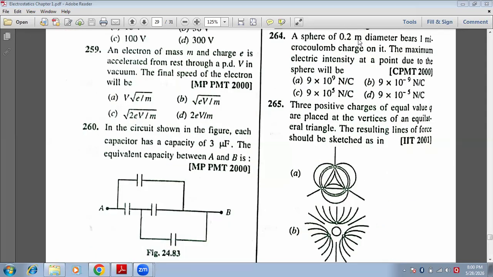A sphere of 0.2 meter diameter bears 1 microcoulomb charge on it. The maximum electric intensity at a point due to the sphere will be: option A, 9 into 10 raised to the power 9 newton per coulomb; option B, 9 into 10 raised to the power minus 9 newton per coulomb; option C, 9 into 10 raised to the power 5 newton per coulomb; option D, 9 into 10 raised to the power minus 5 newton per coulomb. Correct answer, option C, 9 into 10 raised to the power 5 newton per coulomb.